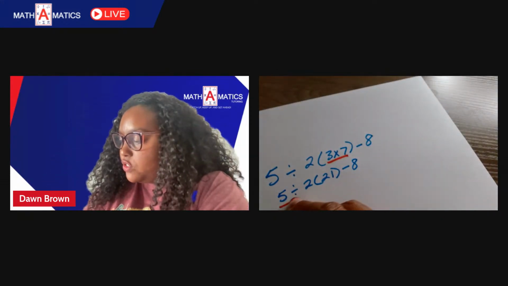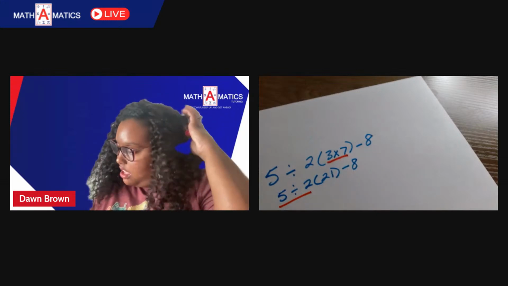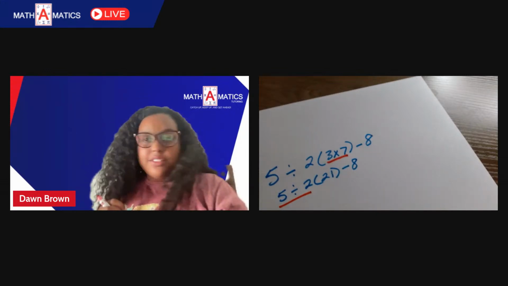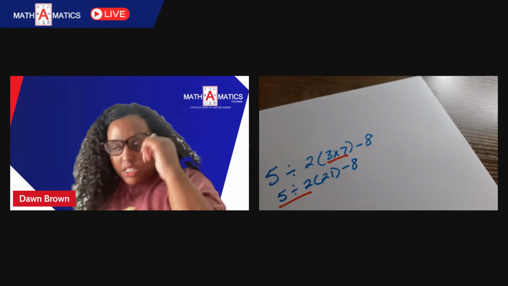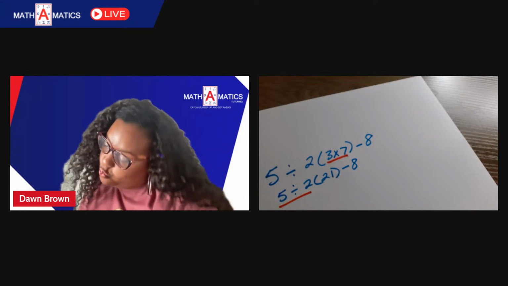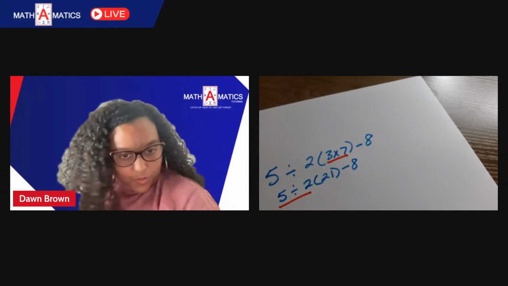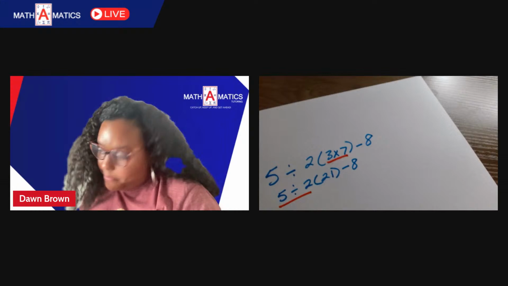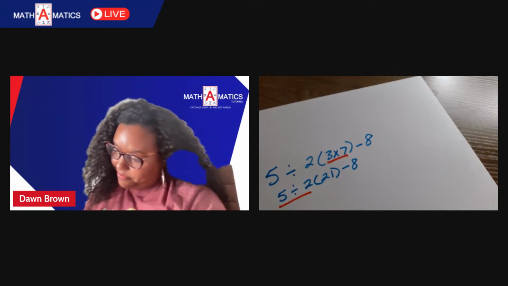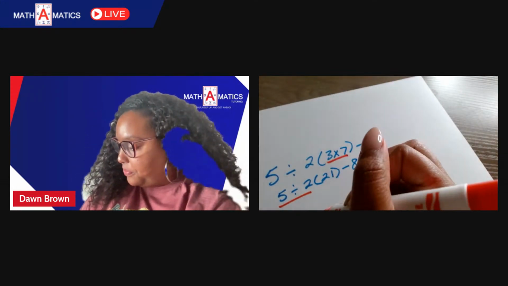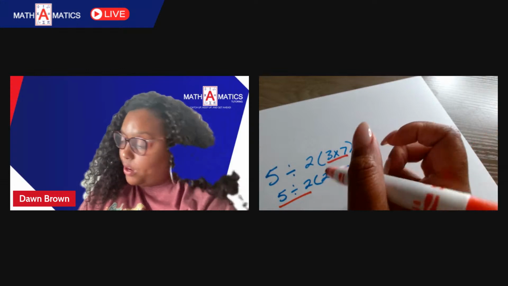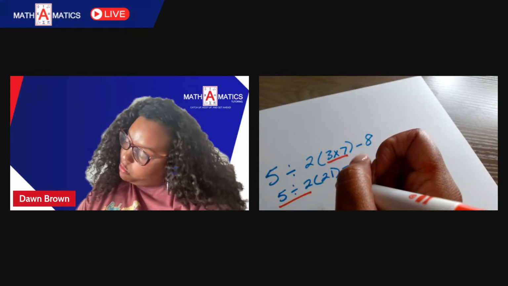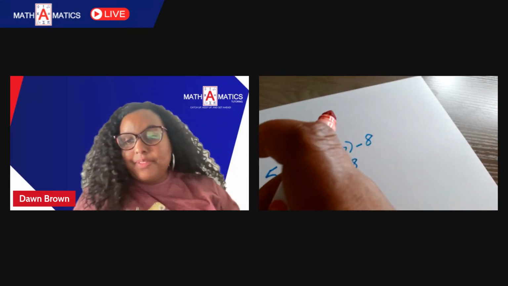So we have division first, of 5 divided by 2. And let me make sure. Okay. So we're actually going to get a decimal for this one.